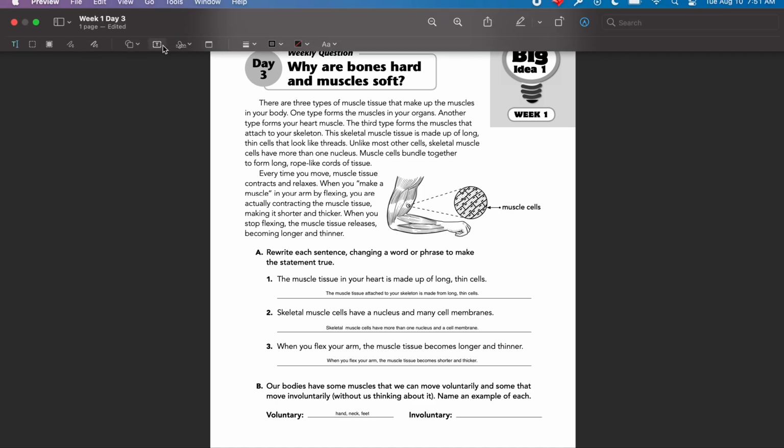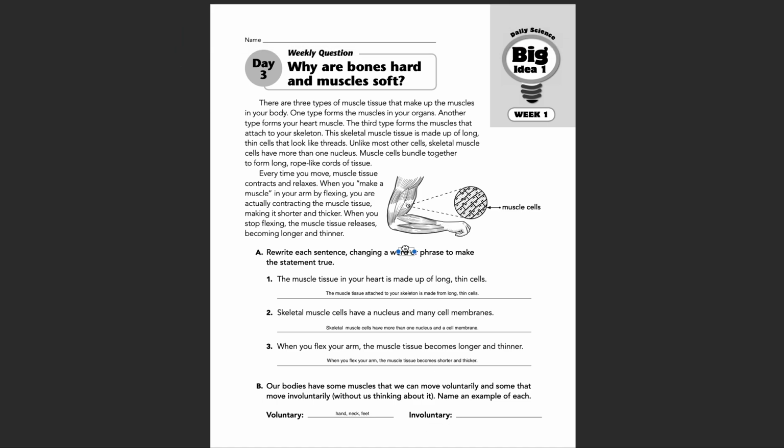Involuntary are muscles that move without us thinking about it, without us having to actually put effort into doing it. It just happens naturally without us thinking about it. So it'd be like our heart, lungs, things of that sort.